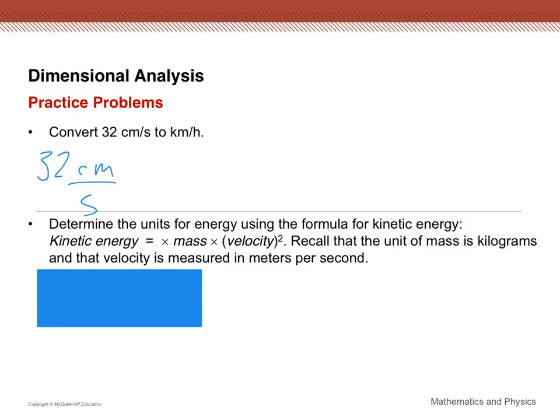So we just have to pick one of those that we want to get rid of first. So let's get rid of the seconds first. So we know that 60 seconds is equal to 1 minute. And so that will cancel the seconds there.